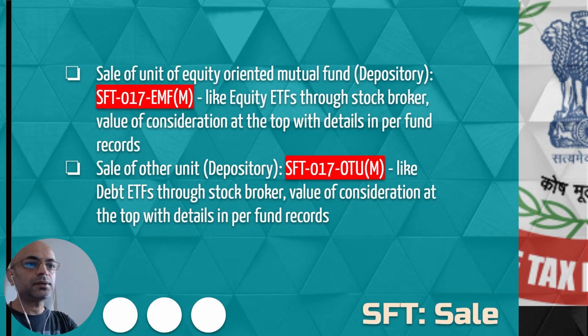Sale of other units will be indicated as SFT017 O2U. This is similar to the above one, but it will include debt ETFs that you have sold through your broker.